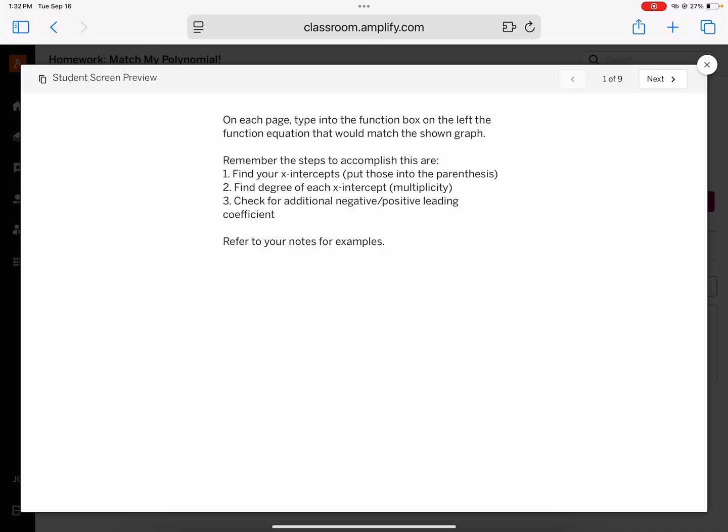I'm gonna go ahead and go through number 1 on your homework today. I included these steps, numbers 1, 2, and 3, to help guide you in which order you should be looking at these graphs and how to then translate this into a factored form. Number 1 asks us to find those x-intercepts and then put those into the parentheses. Number 2 is looking at the degree, so therefore the multiplicity, how it's interacting with that x-axis. And number 3 asks you to check to see if it should be a negative or positive coefficient, which we will talk about here in a second.